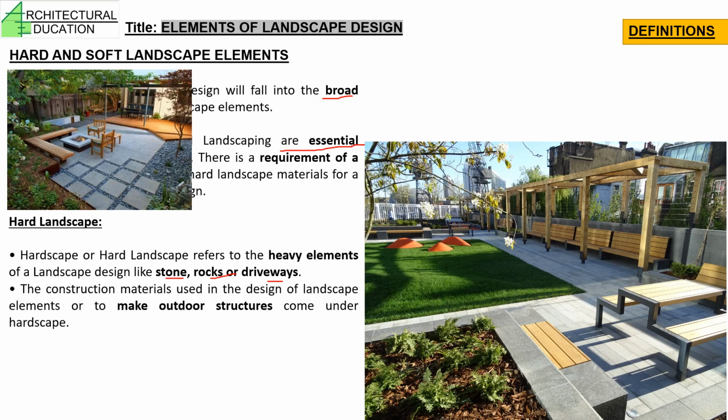So hard landscape, let us see in detail. Hard landscape refers to the heavy elements, for example stone, rock or driveways. If you see the actual final product of it, what do you find? Seating benches, water body construction, sculptures, feature walls, pergolas, deck areas. These are all a part of hard landscape, and the construction material used to make outdoor structures.